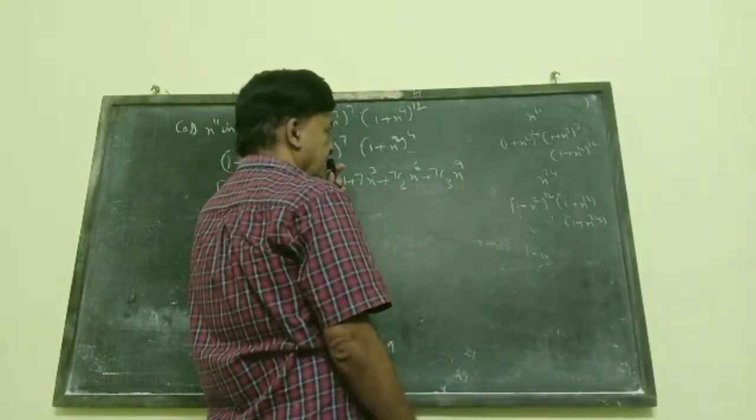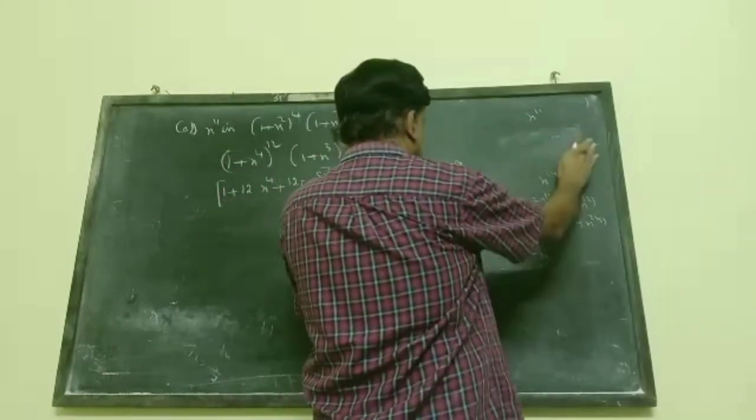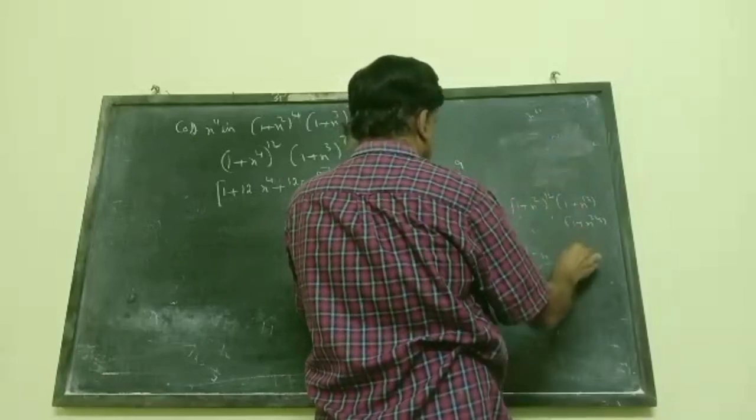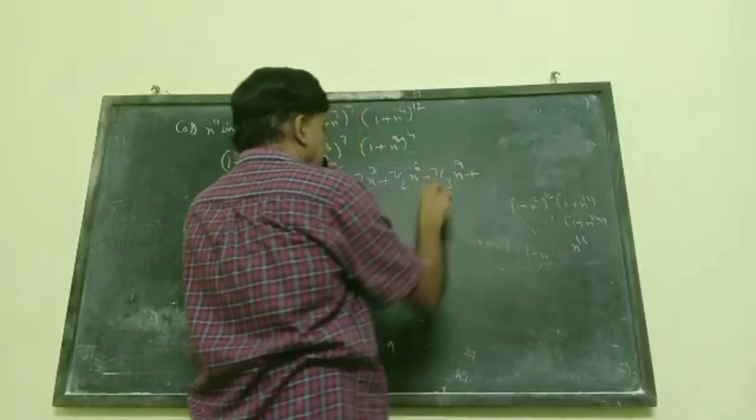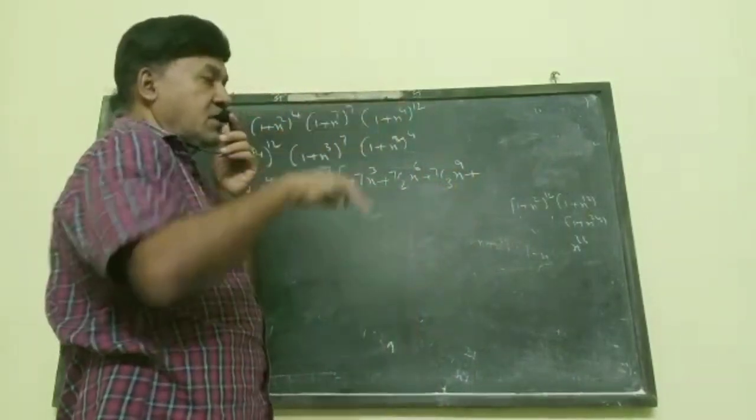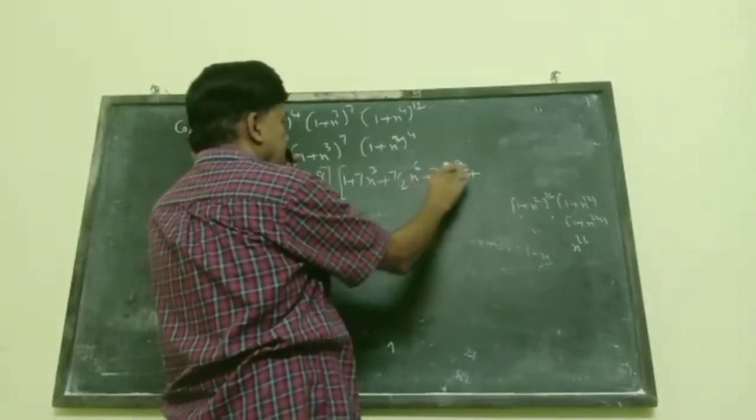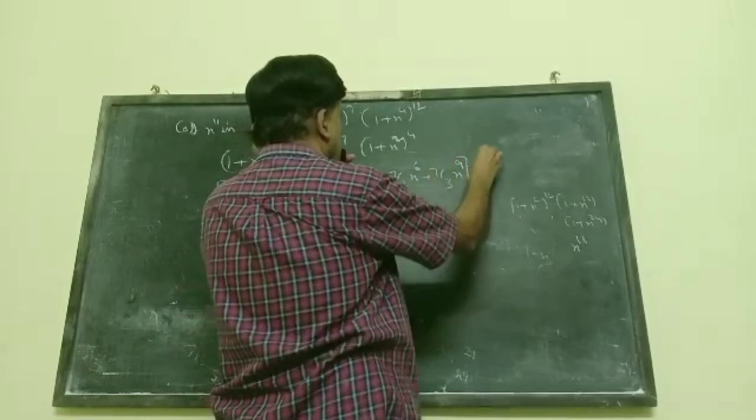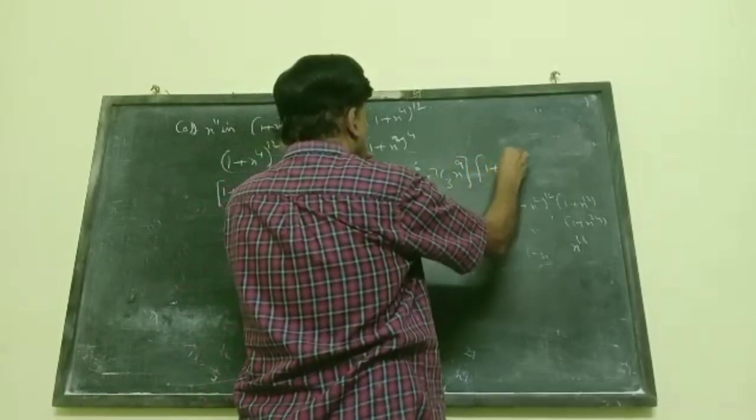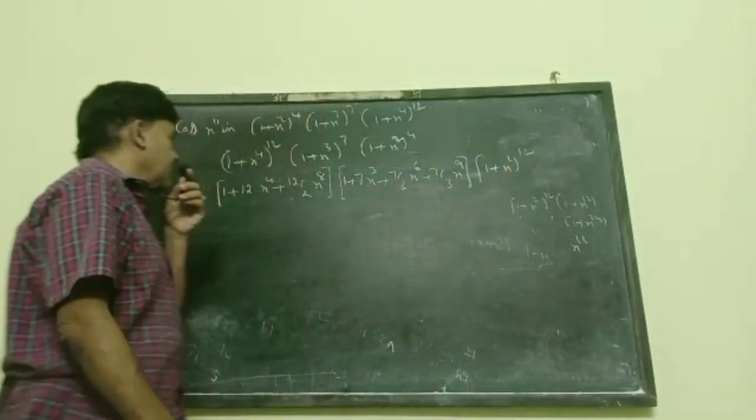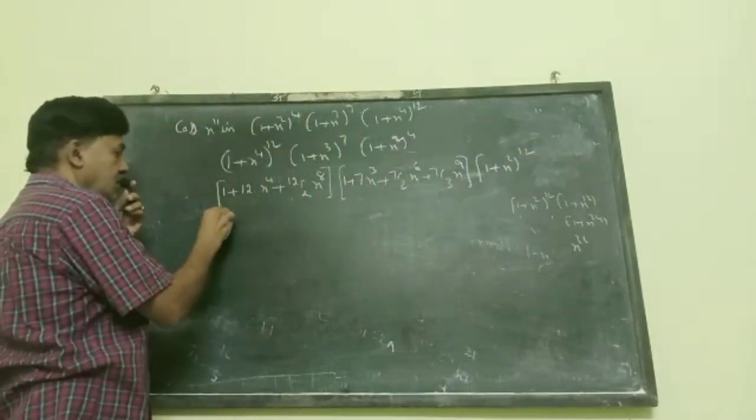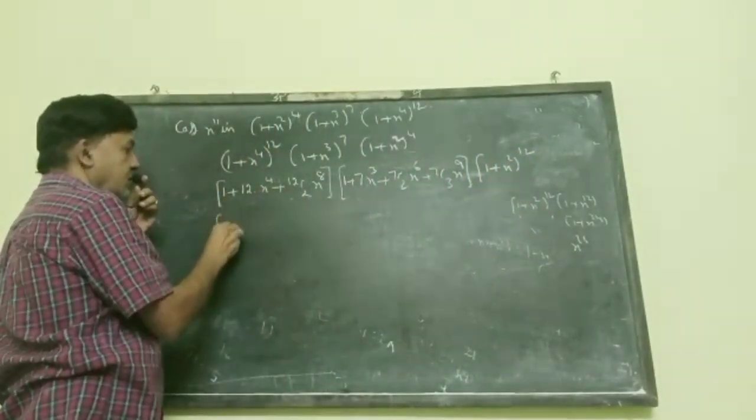7C3 x power 9, plus 7C4 x power 12. x power 12 is not necessary because you require up to x power 11 only. Into (1 + x²)¹². Put it like this, and now you multiply these two.